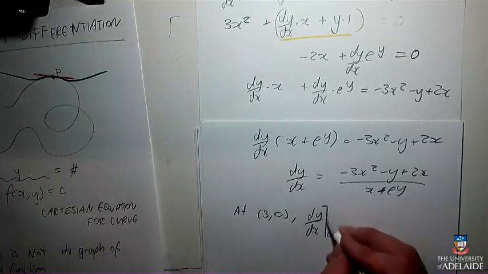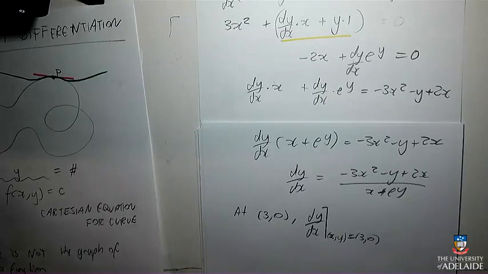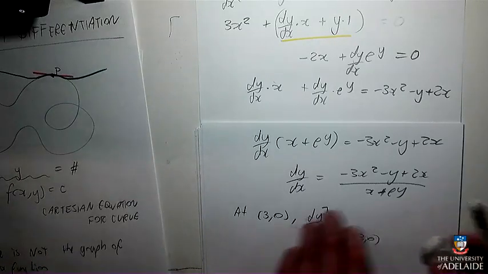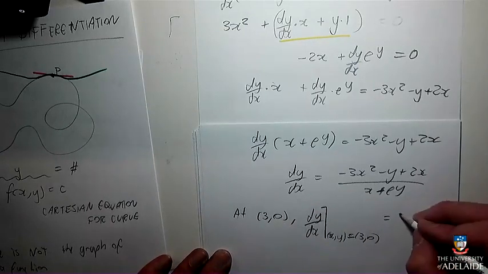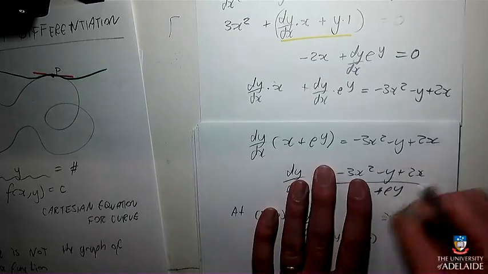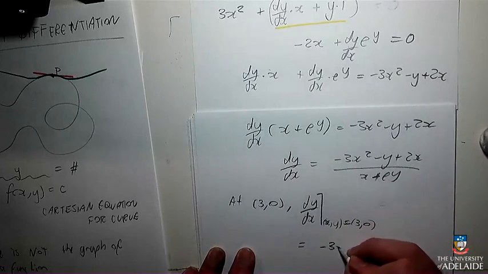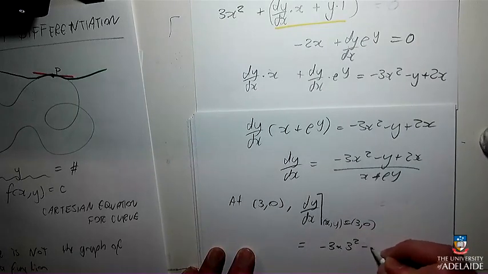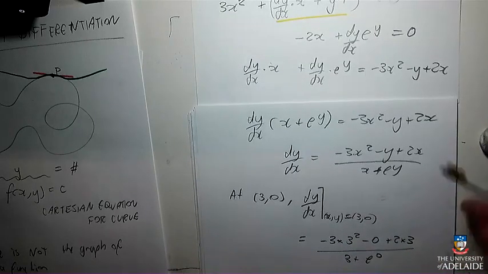So this little dy/dx thing here is saying evaluate that at this point. But you are allowed to skip that and just write this. Okay, so this will be minus 3 times 3 squared minus 0 plus 2 times 3 over 3 plus e to the 0.